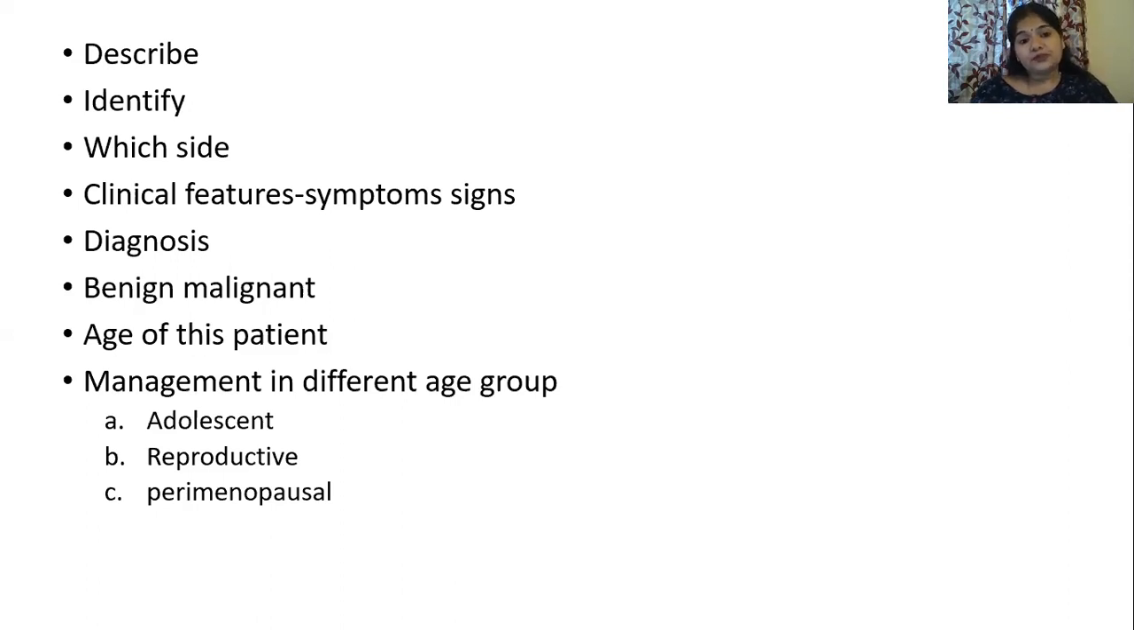Now, the examiner might ask you, how are you going to confirm your diagnosis? In OBGYN, I always tell my students that you must say ultrasound pelvis and ultrasound obstetrics.